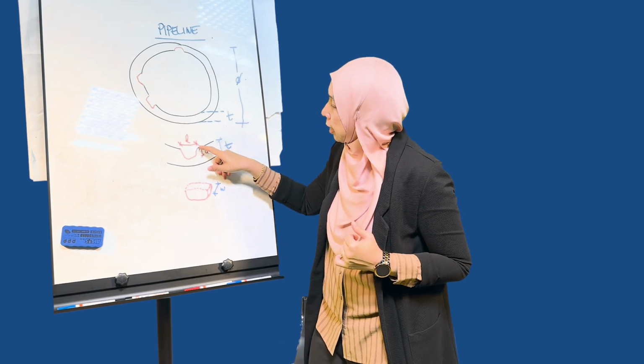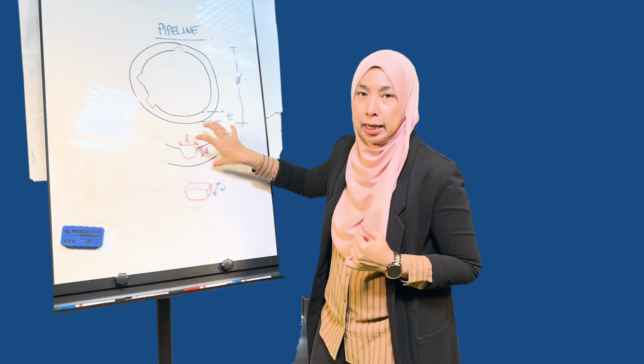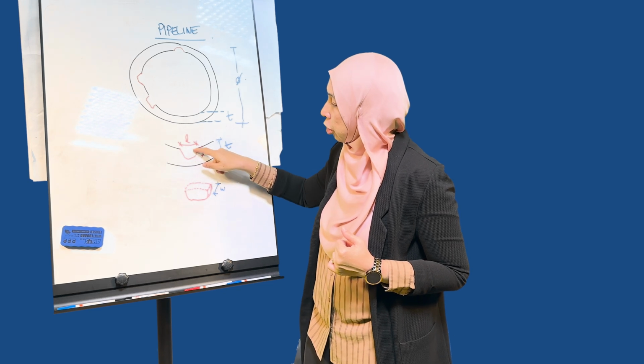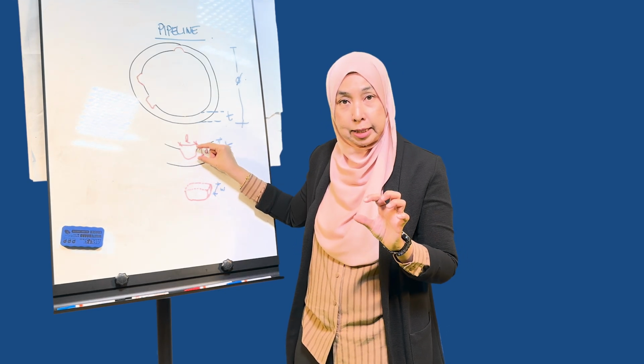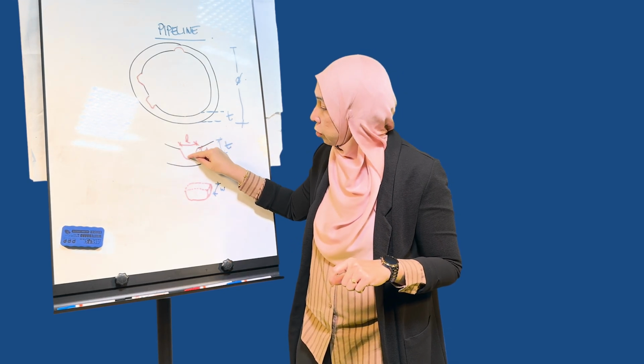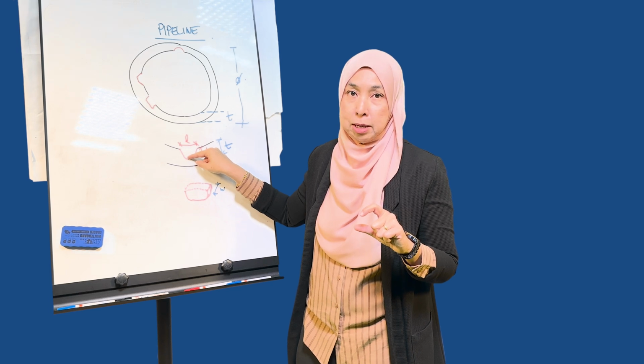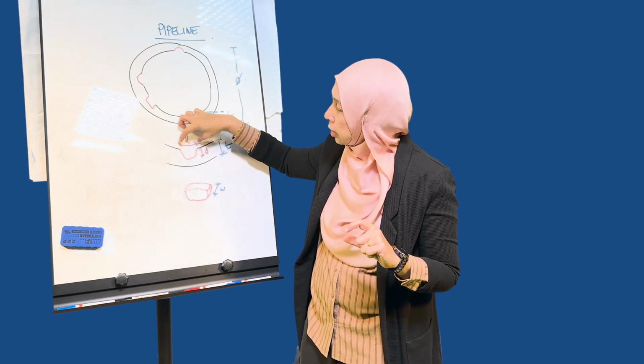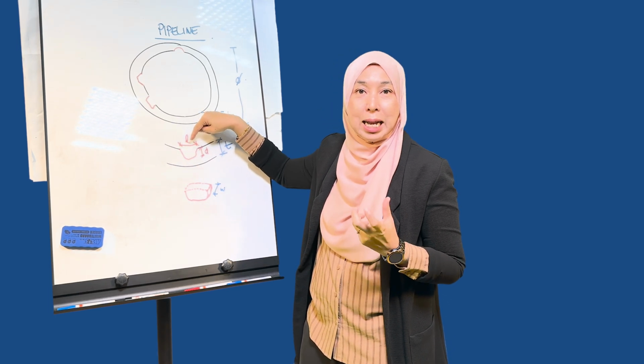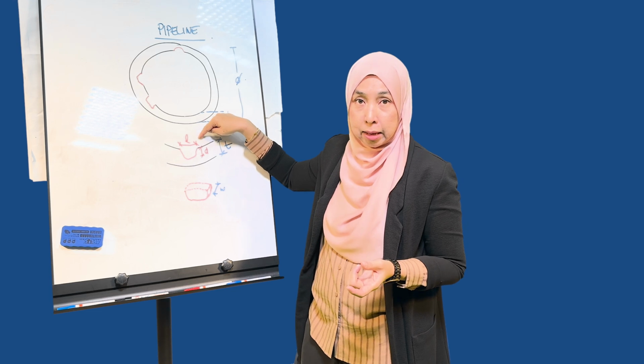So the dimension, let's say this is one cross section that I cut, you zoom in. So this is your corrosion. So it will measure the depth, but it will just go to the deepest depth, the D, okay? And it will measure the longitudinal length. So we call it little L.